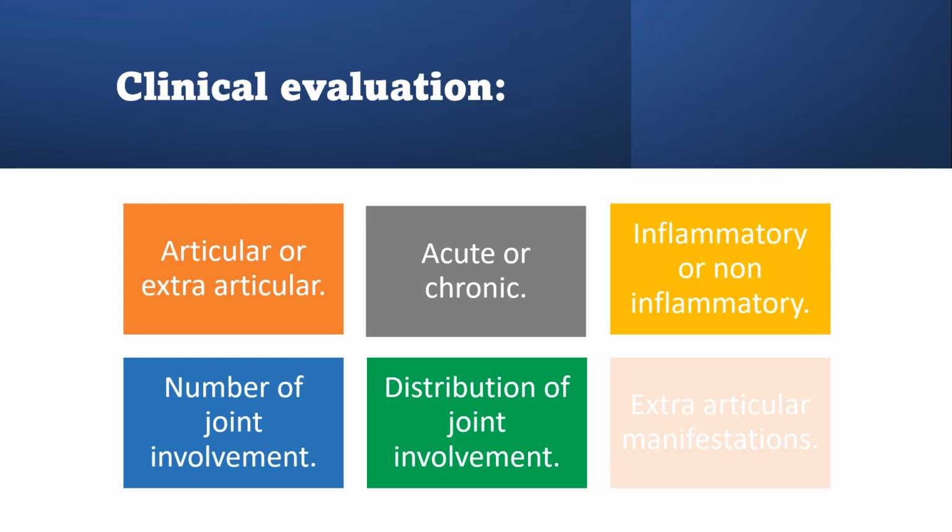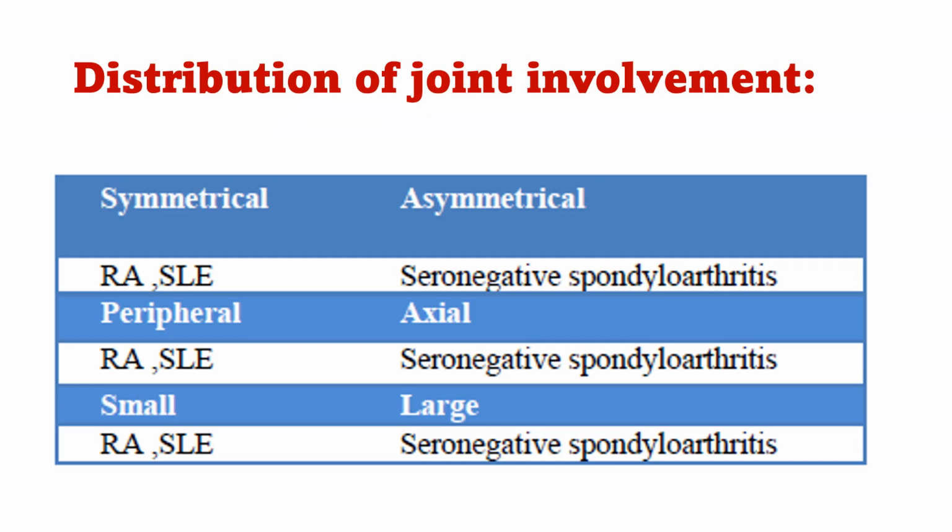Now we will go to the fifth question. The fifth question is the distribution of the joint involvement. What's the meaning of distribution? The distribution may be symmetrical, we will explain this in the next slide, inshallah, or asymmetrical. Symmetrical like lupus and rheumatoid, asymmetrical like the seronegative. It may be peripheral or axial. Peripheral like rheumatoid and systemic lupus, axial like seronegative spondyloarthropathy. It may be small joints like rheumatoid and systemic lupus, or large joints like seronegative spondyloarthropathy.